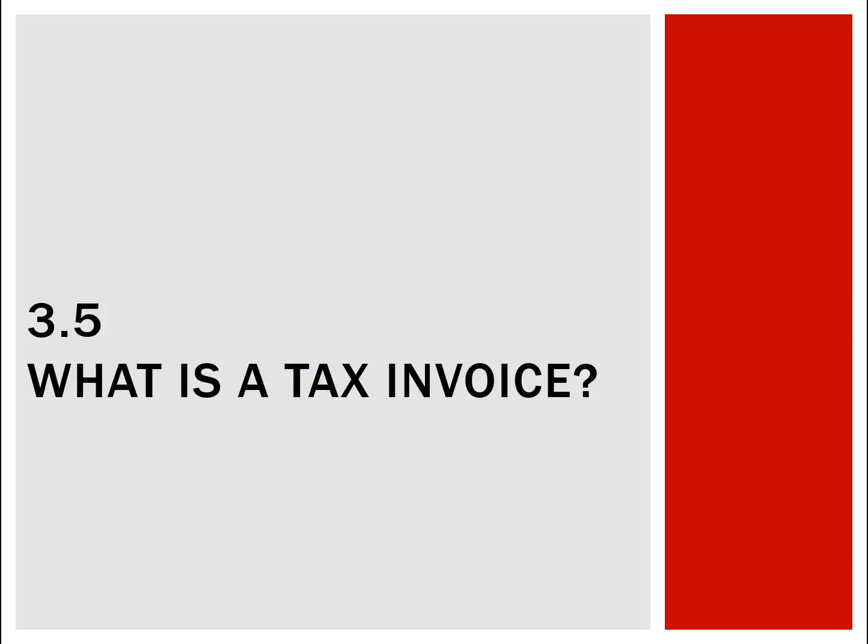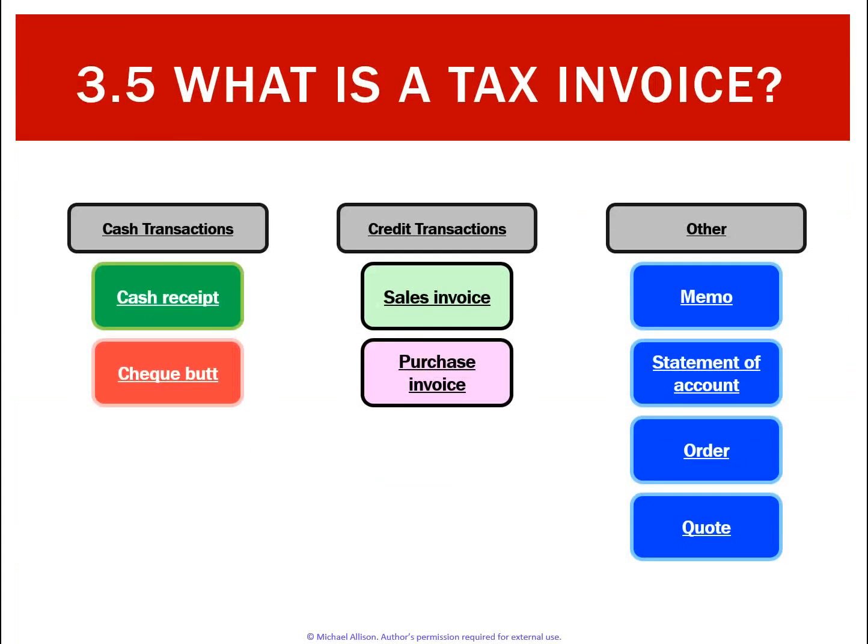We're going to look at what a tax invoice is. You can see there's a list of all the documents that we're going to study in Chapter 3. So we've got 2 documents for cash transactions, a couple of documents for credit, and then a bunch of other documents. So which ones are tax invoices?